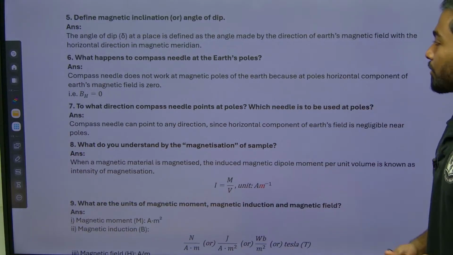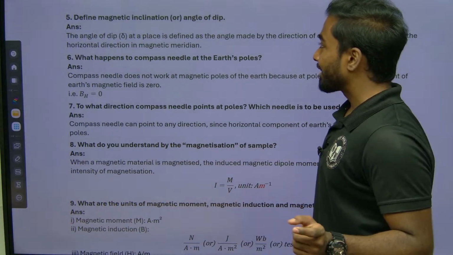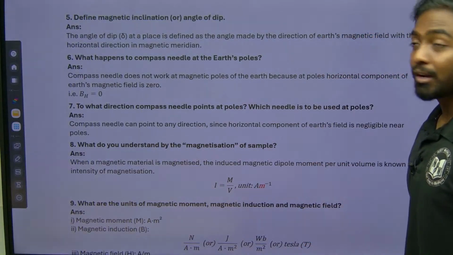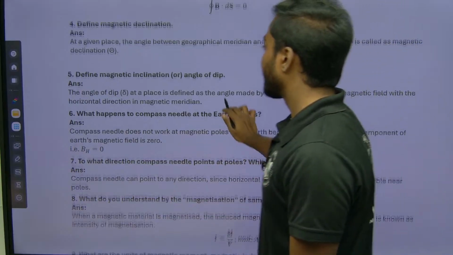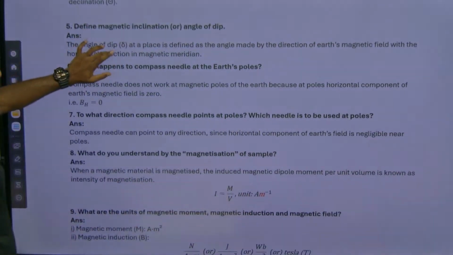So next one, fifth question: define magnetic inclination or angle of dip. We have talked about declination. Now what about inclination, sir? Yes, it's one of the angles. So we will see that also.